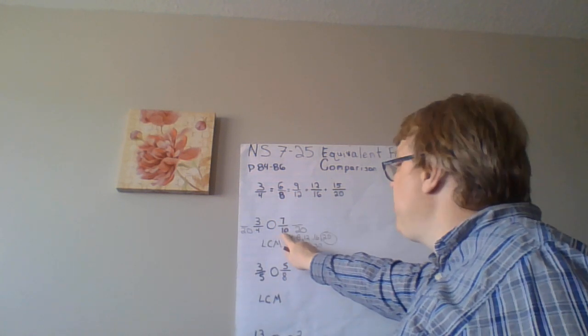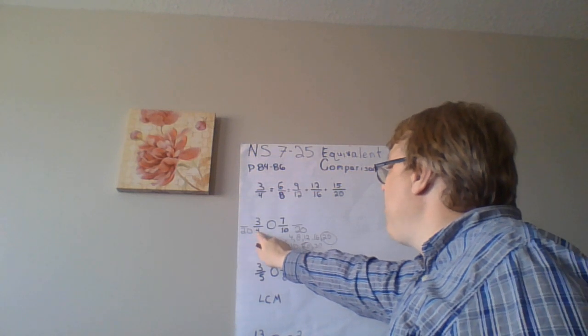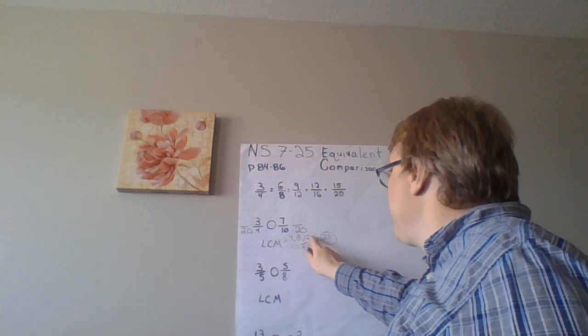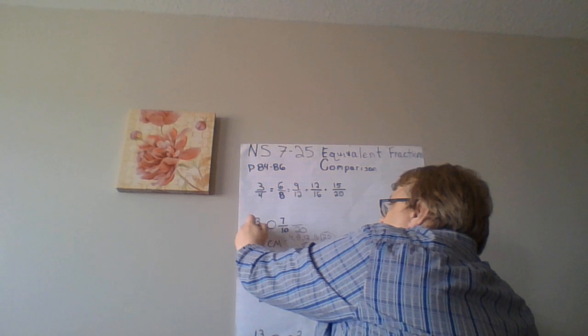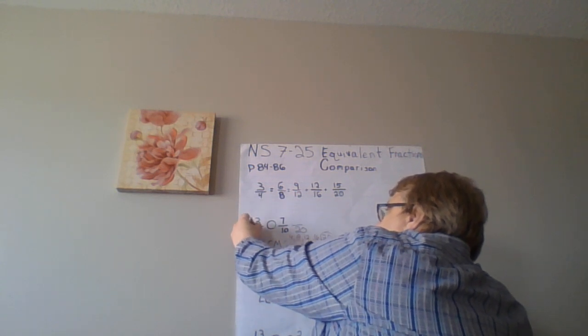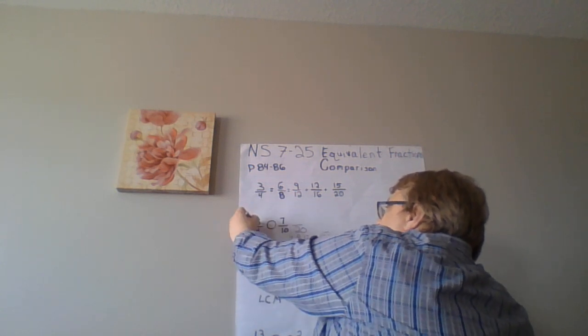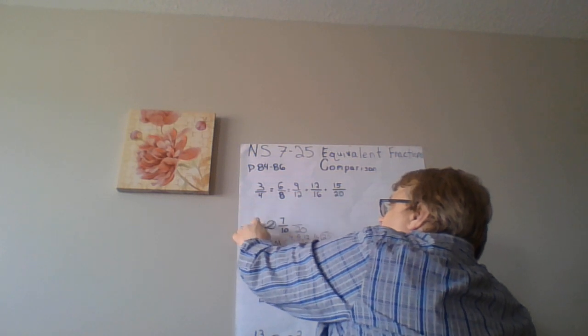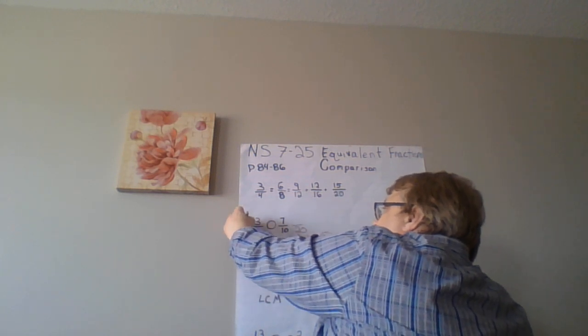What do we want to multiply 4 by to get 20? 1, 2, 3, 4, 5. We multiply this by 5. Multiply the bottom by 5, and we multiply the top by 5. 3 times 5 is 15.